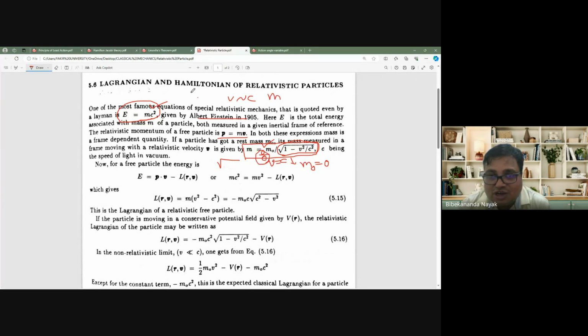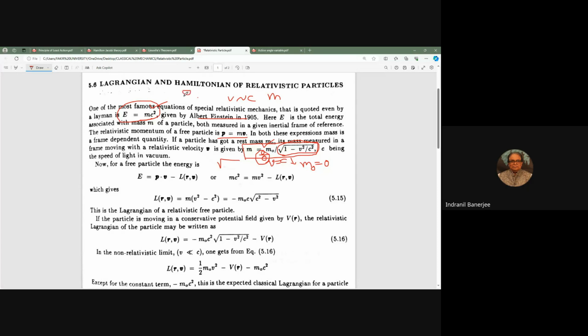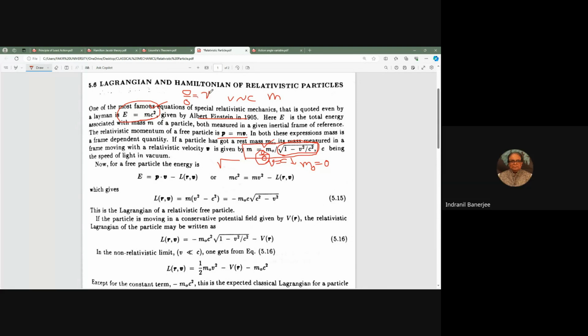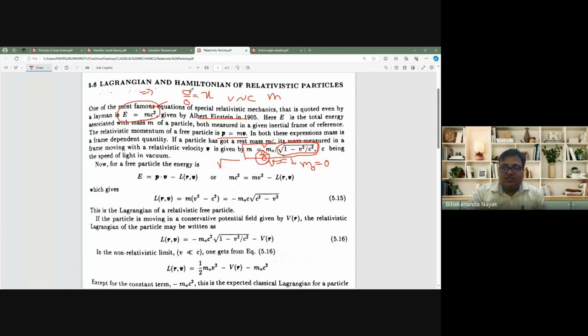0 by 0 is how much? Infinity. Not exactly infinity. It may be any number. Suppose let's say it is x. So from this equation, 0 by 0 is equal to x. Then 0 is equal to how much? x into 0. If you cross multiply, 0 is equal to x into 0.